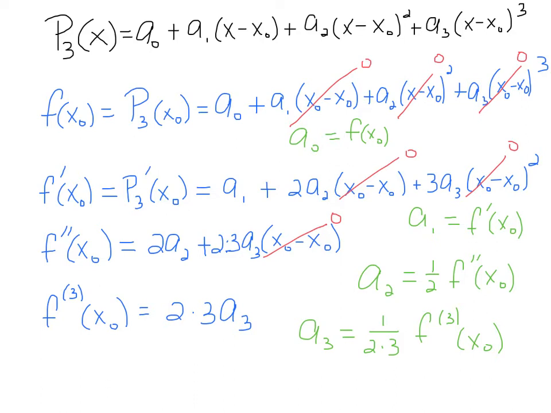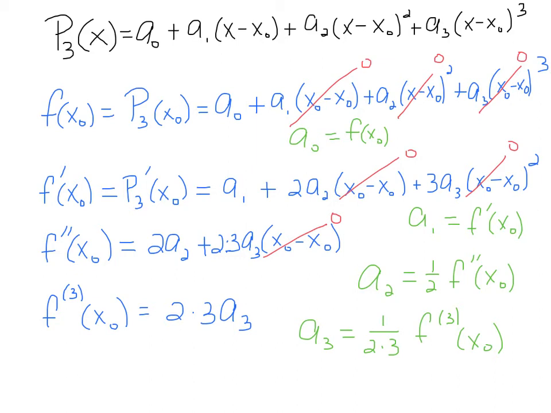If we differentiate this polynomial, the constant is 0. The derivative of x is 1. This is a constant, so that's going to be 0. So the only thing that survives is a1, and that's why we get an a1 there. We'll have 2 times a2 times x minus x naught, then 3 times a3 times x minus x naught squared, and you'll see that expression down here. If we plug in x naught, using the same strategy as in the previous case, all these terms go to 0, and we're left with a1 equal to f prime of x naught.